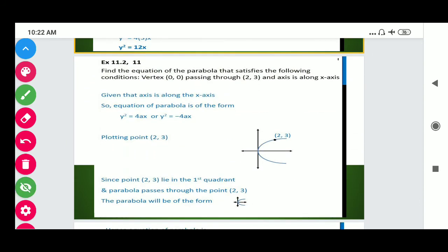Next we have question number 11. Find the equation of the parabola that satisfies the following conditions, having vertex (0, 0), passing through (2, 3) and axis is along the x-axis.